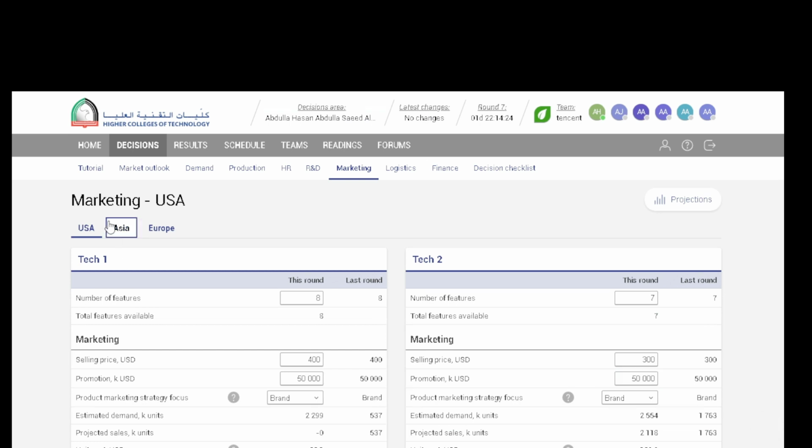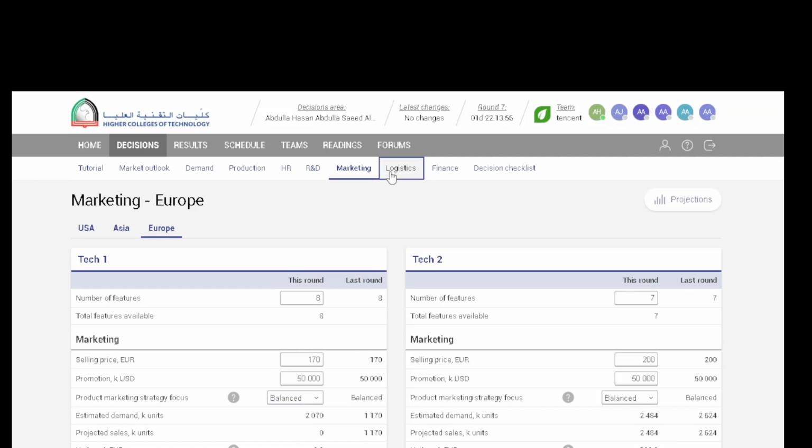Next is Asia, and under Asia, I also maximized the number of features, used 1900 as my selling price, and used the balance strategy. Next is Europe, also maximize the number of features, use a fair selling price of 170, and invested 50,000 in promotion, and used the balanced marketing strategy focus.